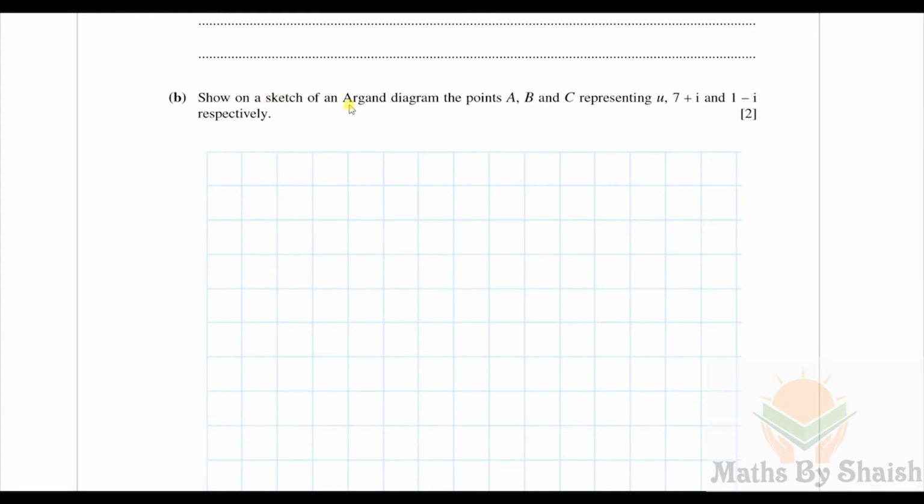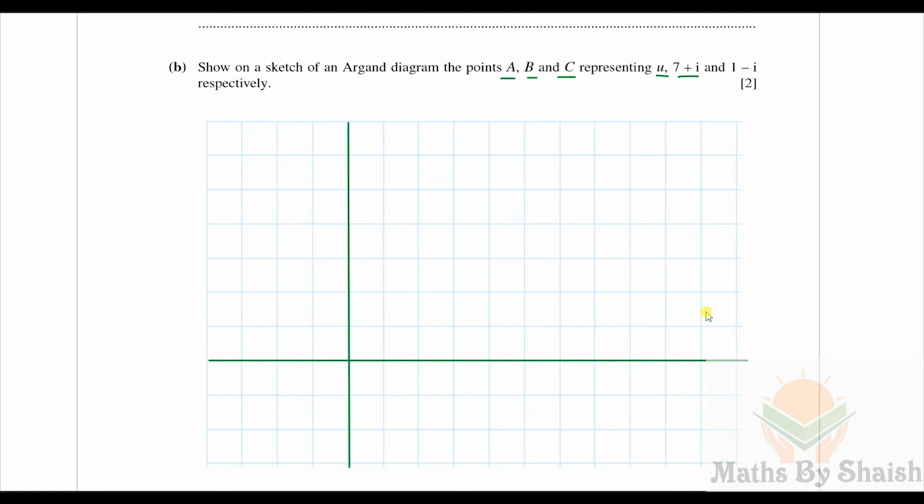Show on a sketch of an Argand diagram the points A, B, C representing u, 7 plus i and 1 minus i respectively. I have included this box here so that it would be easy for me to draw it. Let me draw the axes. This one is the real axis and this one is the imaginary axis, and now we will mark A, B and C. Since A is u and we got u as 3 plus 4i from the previous part, so 1, 2, 3, and 1, 2, 3, 4, this point is A.